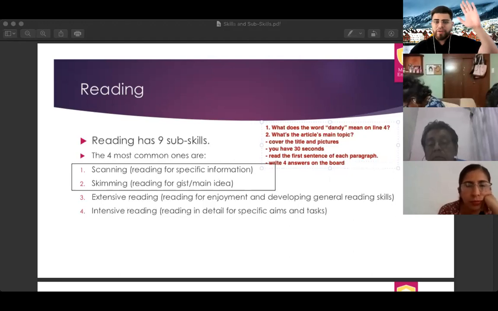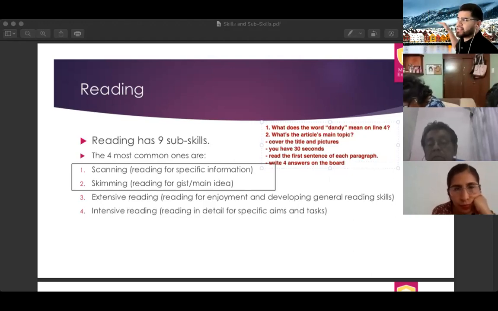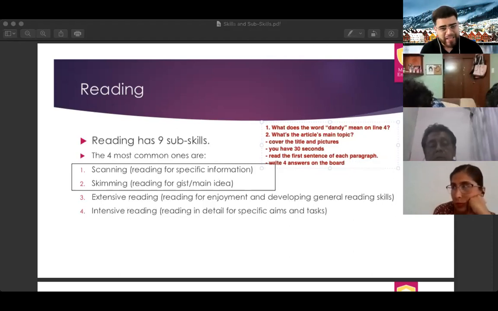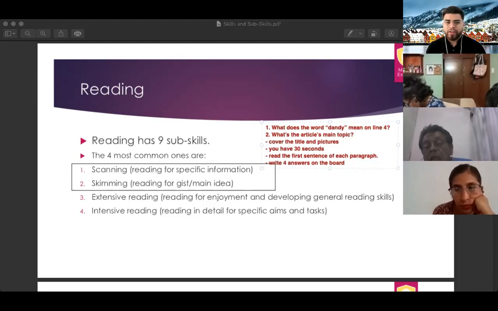make your students raise their hand if they think it's letter A. Raise your hand if you think it's letter B. Raise your hand if you think letter C. And this will help your students develop that skill for skimming, okay? Because that's one of the most important ones. And you can tell your students that they use this skill in real life all the time, okay?